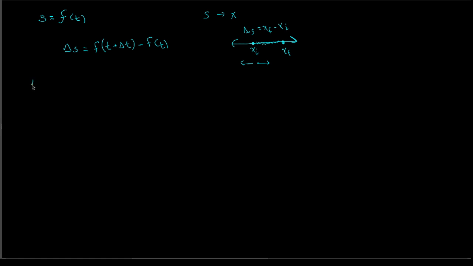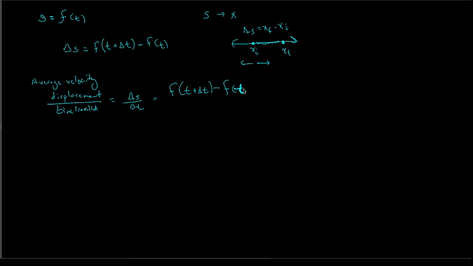So we can say the average velocity is your displacement over the time traveled, which is delta S over delta T. And our average begins to start looking very much like our difference quotient that we've been using.